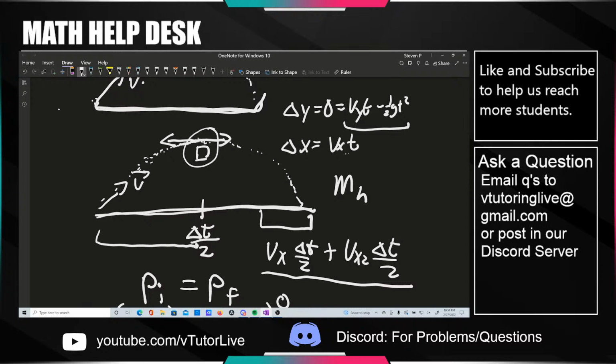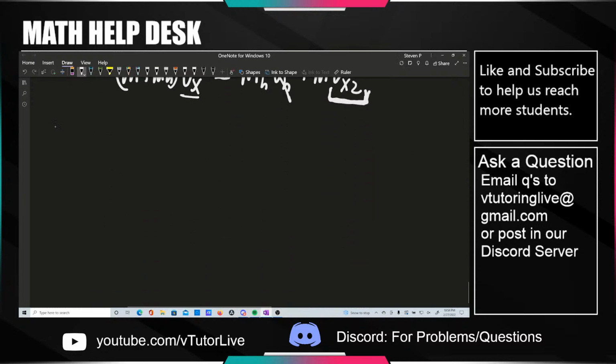Okay. So now we're getting to the end of the medium problems. And it's saying particle A and particle B are held together with a compressed spring between them. Okay. So this is mass A, and this is mass B.